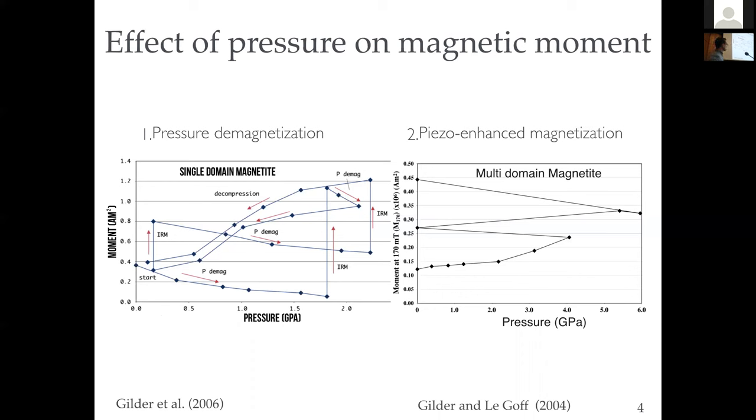The second part is piezo-enhanced magnetization. Here you can see an SRM moment at 170 millitesla. Also, we start to compress the crystal. This time it's multi-domain magnetite inside of a diamond anvil cell. And you see that as we increase pressure and apply new SRM moments, these actually increase with pressure, meaning we make better magnets. So this would also have an effect on paleointensity recording. On the one hand, we lose magnetization. On the other hand, we make the sample a better recorder after we pressurized it.